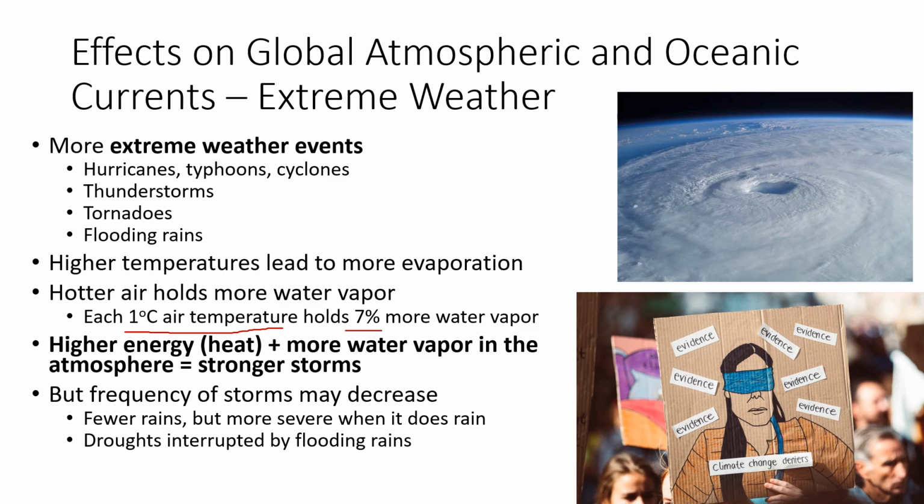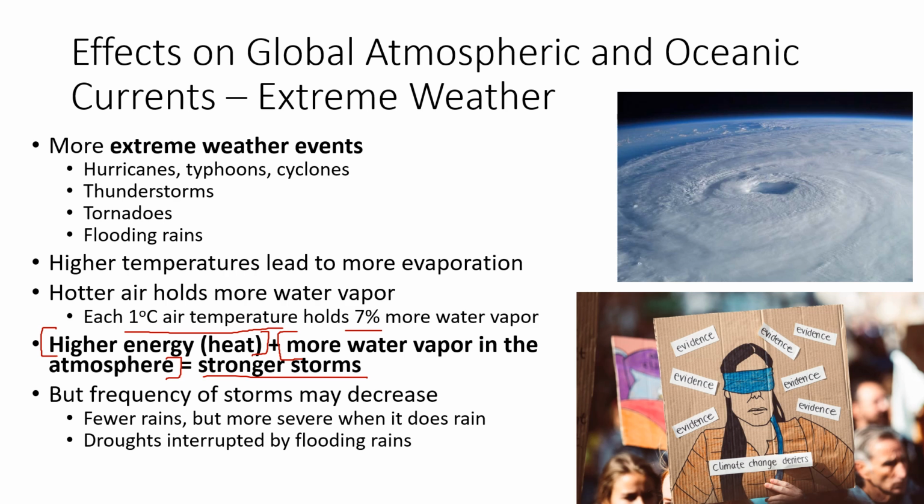If you have higher temperatures, if you have more heat, and you have more water vapor in the atmosphere, you're going to have stronger storms. There's no two ways around it. If you have more energy, you're going to have stronger storms. If you have more water vapor that can condense down and form clouds and water droplets, you're going to have stronger storms as well. All right, so what we're seeing is more extreme weather events, and the weather events that we're seeing are also increasing in severity.